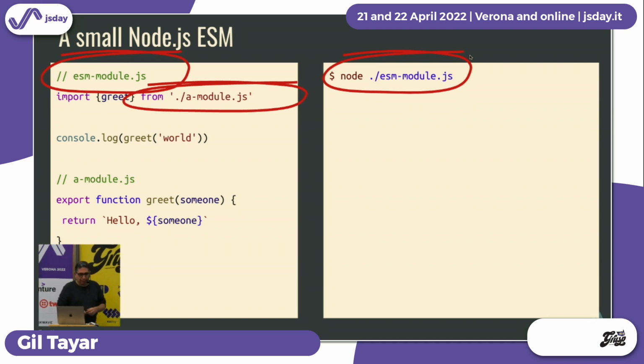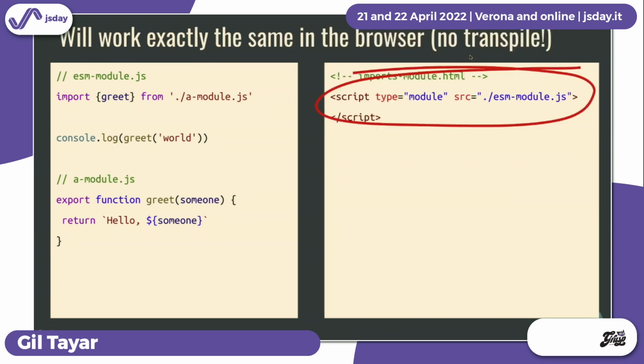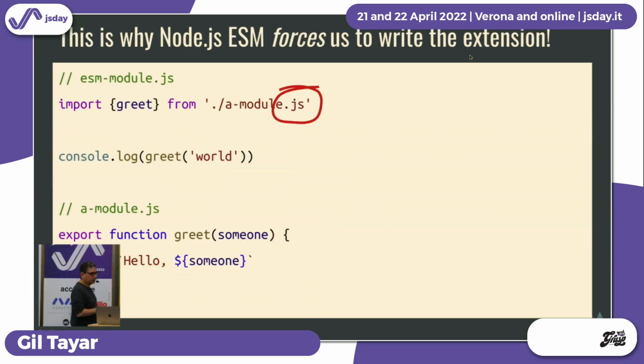So, an example. We have a small module, a Node.js ESM module. You can see it's importing from some other file, and I run it in Node, and it works. It'll write hello world. Yeah, well, obviously. The same two files, if you put them on a web server and do script src ESM module.js with type equals module to say that it's ESM, will work. So if the code is browser compatible, ESM in Node.js and ESM in the browser are compatible.